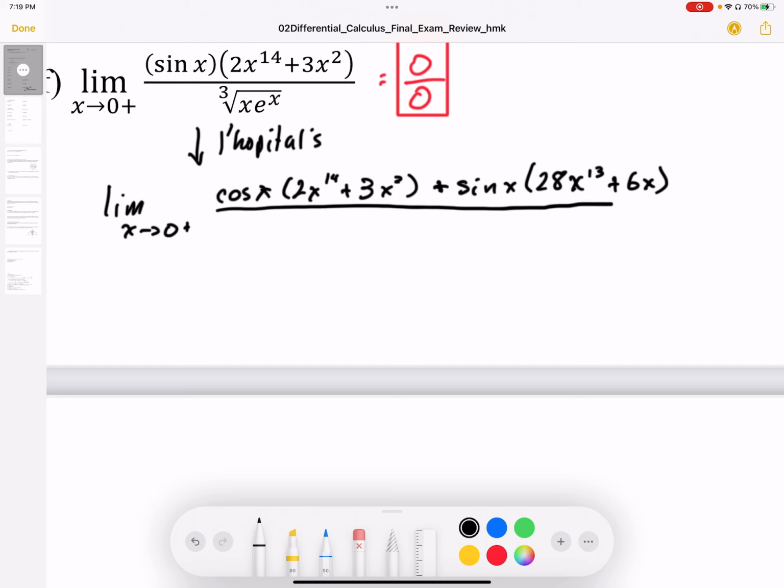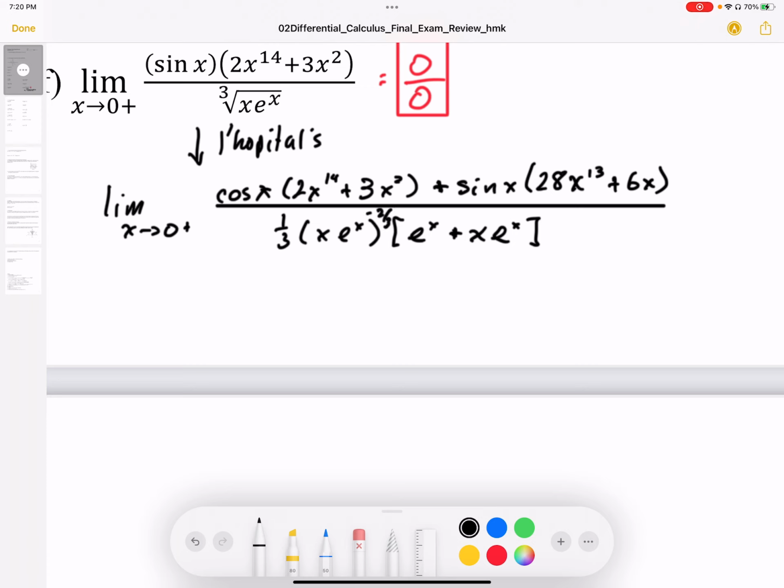And then we're going to differentiate the denominator, and we're going to end up with 1 over 3 x e to the x, so differentiating the cube root, and then we're going to apply the product rule to that. So we're going to get 1 times e to the x plus x times the derivative of e to the x, which is e to the x. So there's our derivative. Sorry, I forgot the power on here. That's going to be negative 2 over 3.